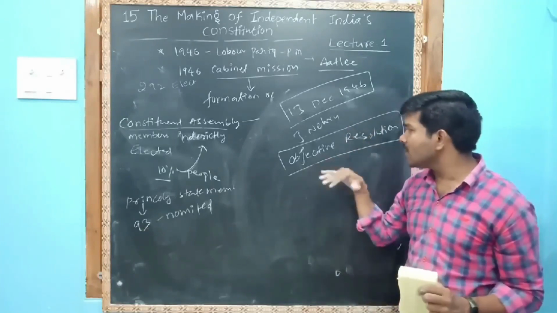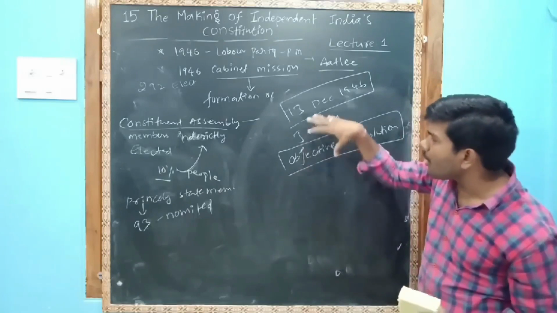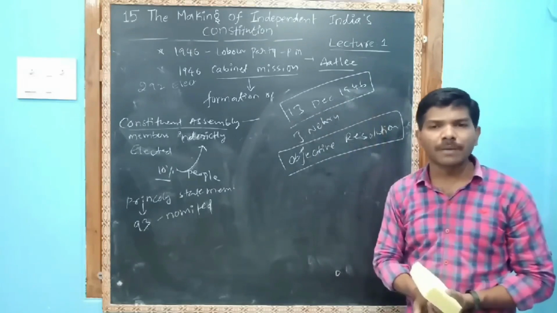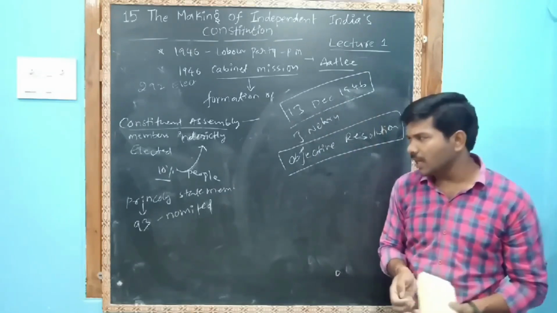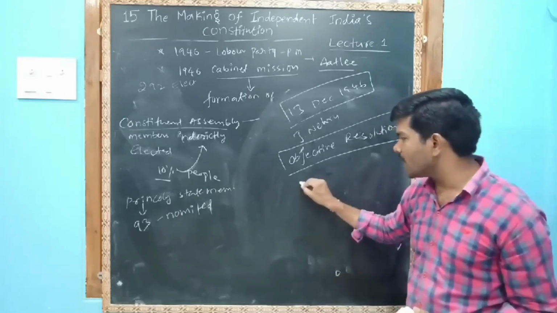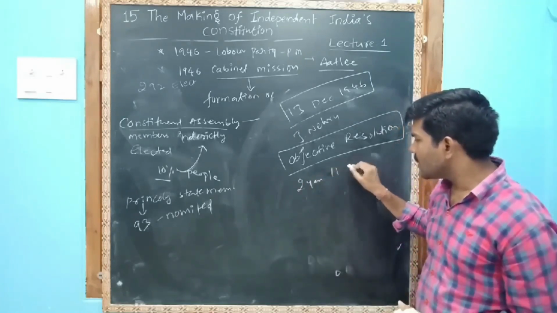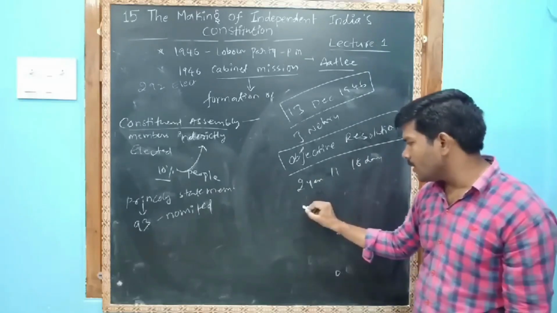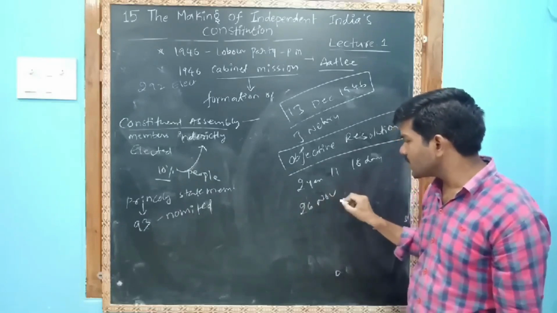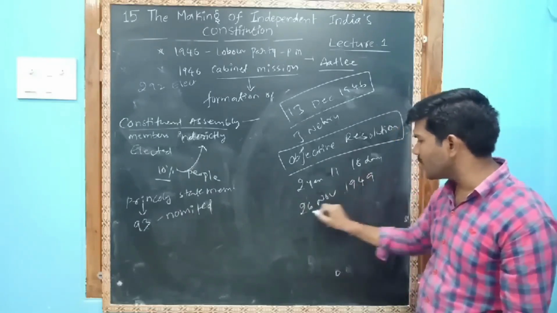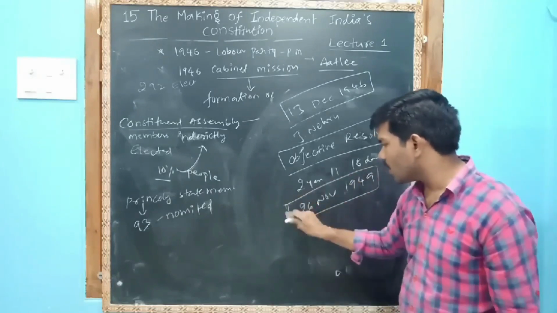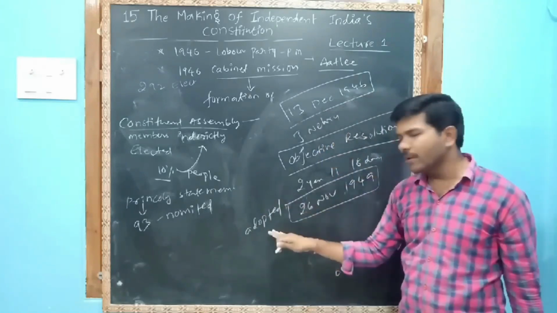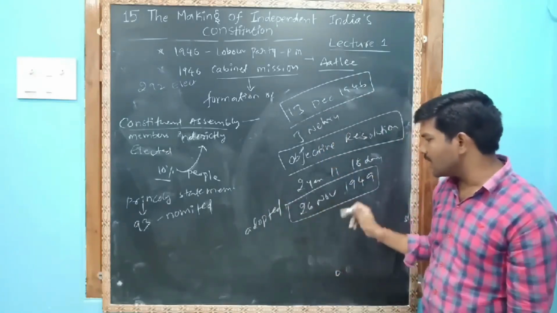Okay, so based on this resolution, the objectives declared by Nehru on 13th December 1946, our constitution was made. Finally, the drafting committee took 2 years, 11 months, 18 days. And we know that on 26th November 1946, our constitution was adopted. Ready. We made our constitution by 26th November.